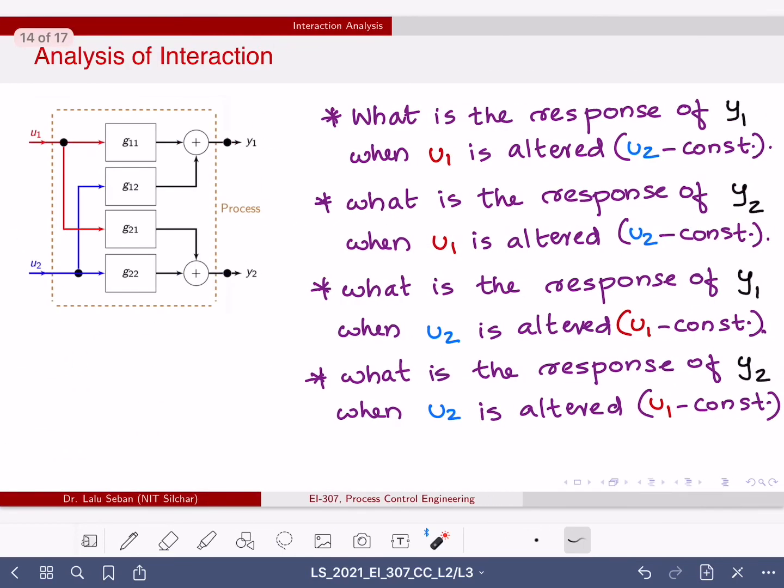So there are many questions that need to be answered. What is the effect of U1 on Y1? What is the effect of U1 on Y2? What is the effect of U2 on Y1? What is the effect of U2 on Y2? Provided the other input is kept constant. If you can get the result for these four questions, it will help us make a decision on the pairing.